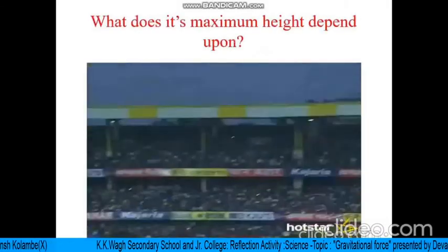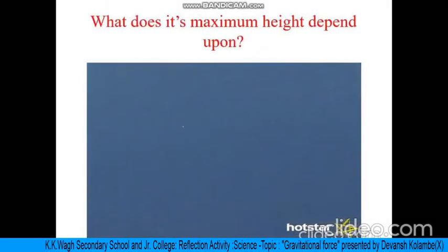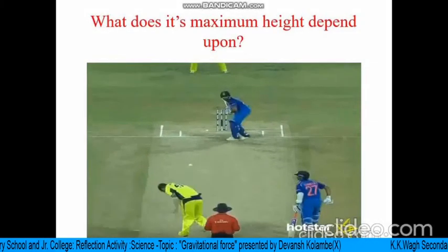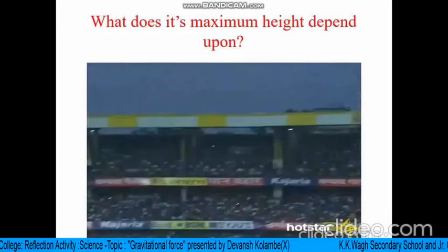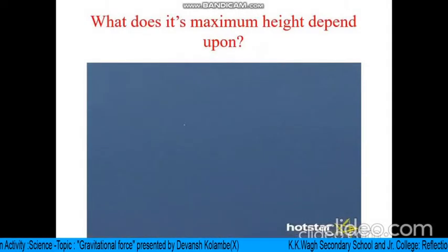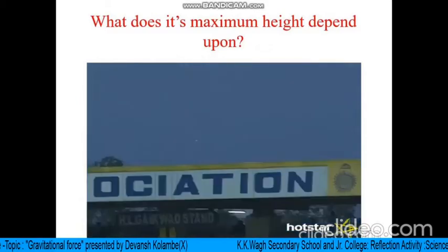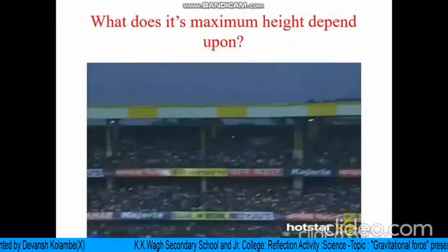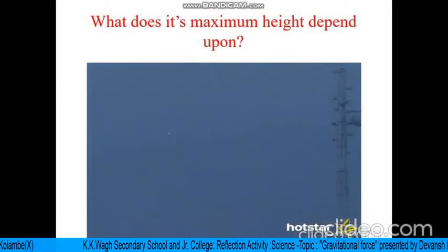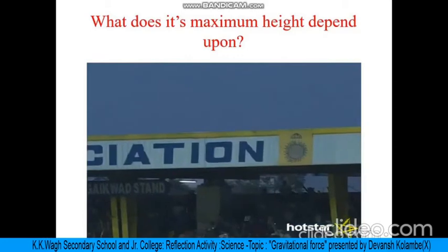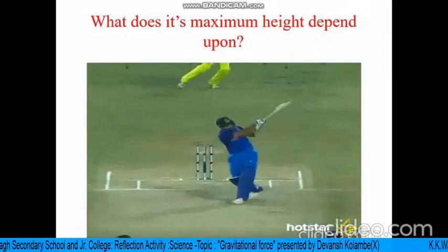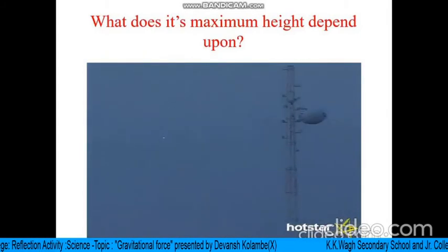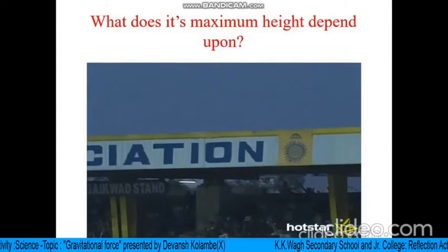The next question is, what does its maximum height depend upon? Here you can see Rohit Sharma hitting a huge 6 where the ball has gone outside of the stadium. So here you can compare the stone with the ball. As you can see, Rohit Sharma applied a huge amount of force to hit the ball, and as the force is large, the ball has gone outside of the stadium. The same is with the stone. If the force is high, then the maximum height is also high. Hence, we can conclude that the maximum height depends upon the maximum force.